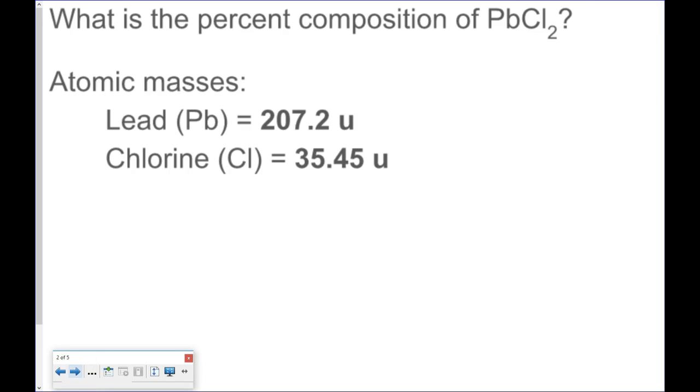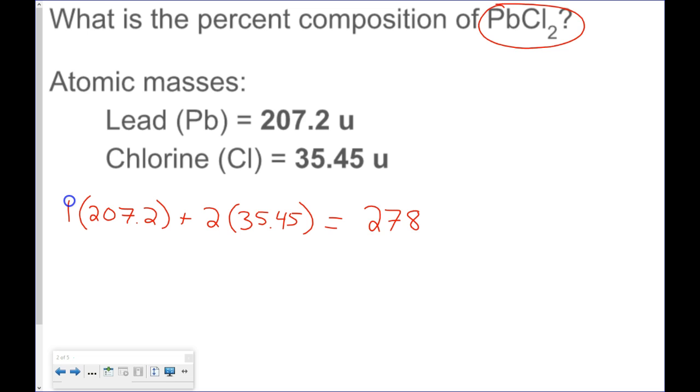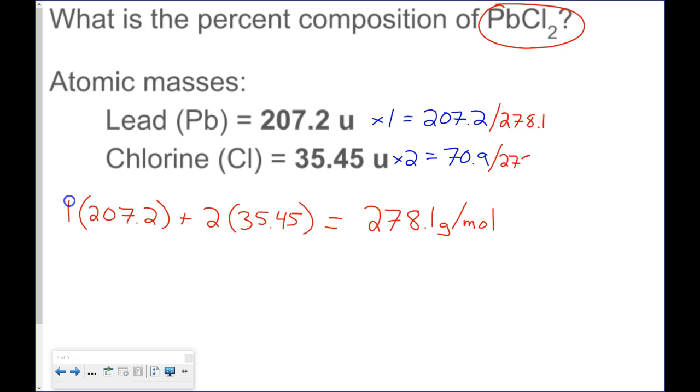Now let's take a look at lead chloride. So 1 times 207.2 plus 2 times 35.45 is going to work out to be my total mass of 278.1 grams per mole. As I did before, I'm going to multiply these by how many we have. We have 1 lead, so that's 207.2 as it was already, and we have 2 chlorine, so I'm going to multiply 35.45 times 2. That's going to work out to be 70.9.